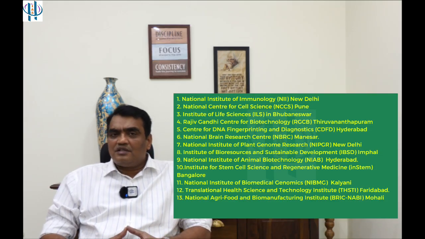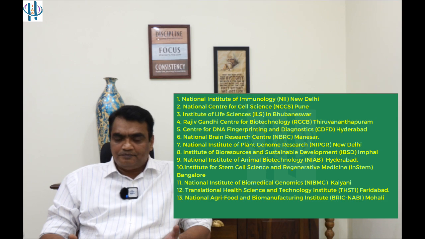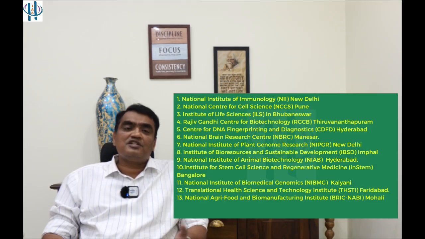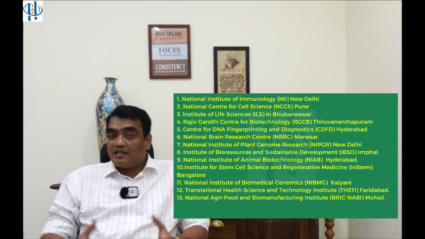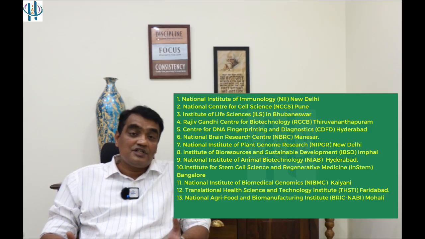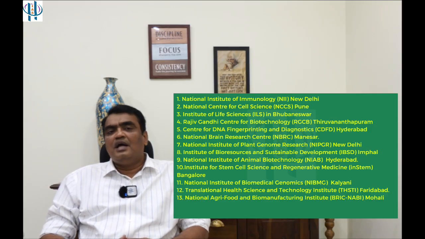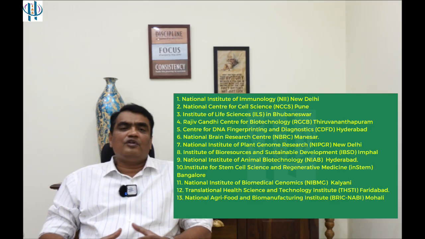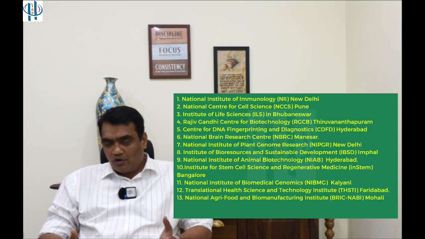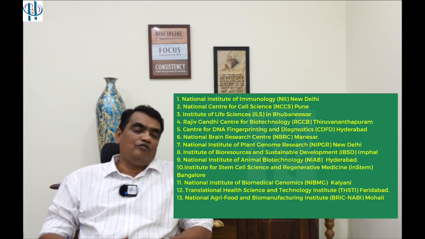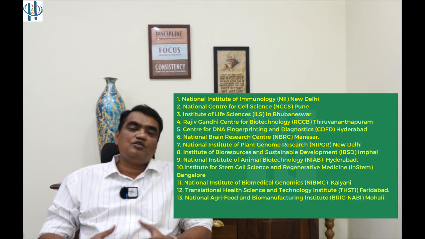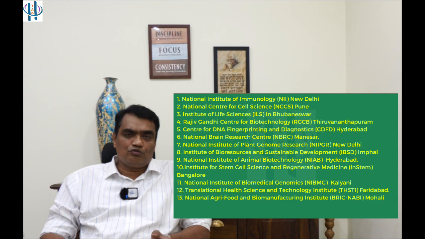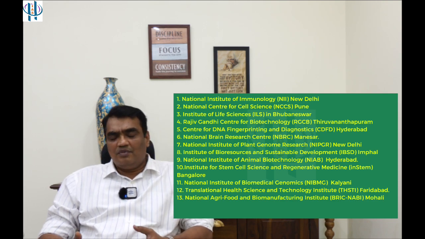Now, taking that into consideration, if you look at these 13 institutes, they range from, say, National Center for Cell Science, Pune, and National Institute of Immunology, New Delhi. In Hyderabad, we have the National Institute of Animal Biotechnology and CDFD, Center for DNA Fingerprinting and Diagnostics, and at the same time we have the Institute of Life Sciences. Among the 13, if you carefully observe, in the question we discussed, the third and fourth options are a part of these 13. So obviously they are under BRIC. BRIC is the autonomous society under which the third and fourth options, that is INSTEM and NABI, are there.